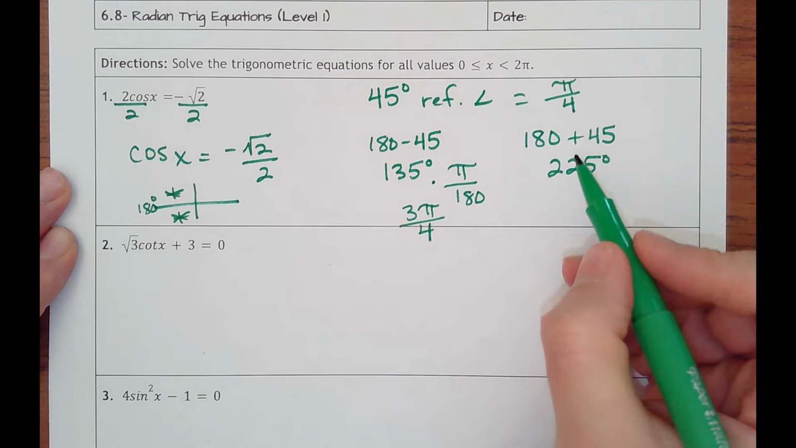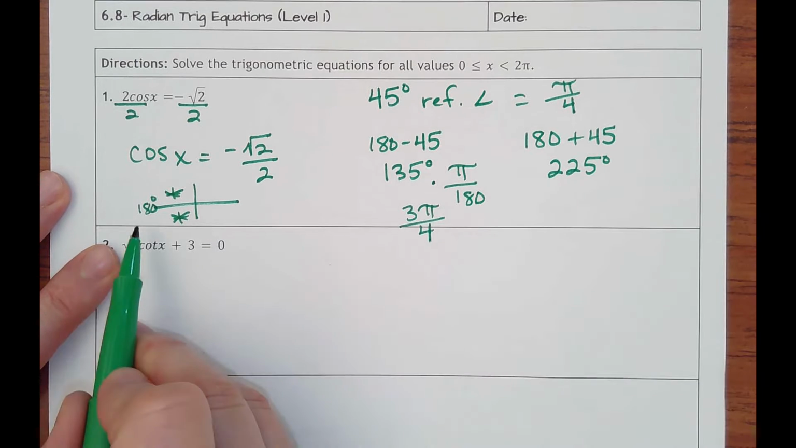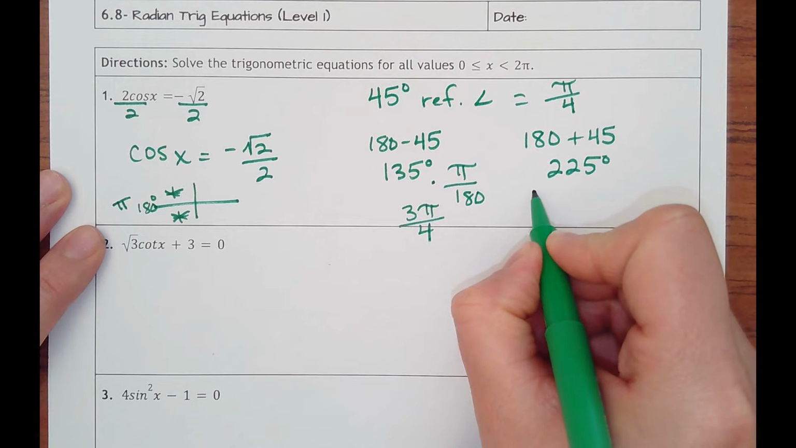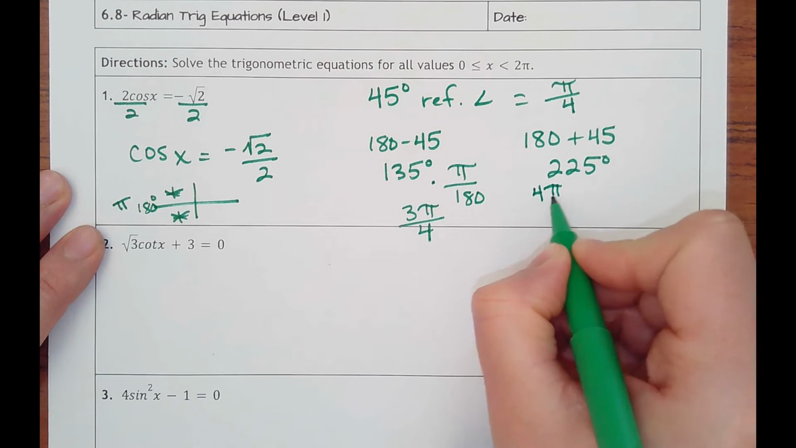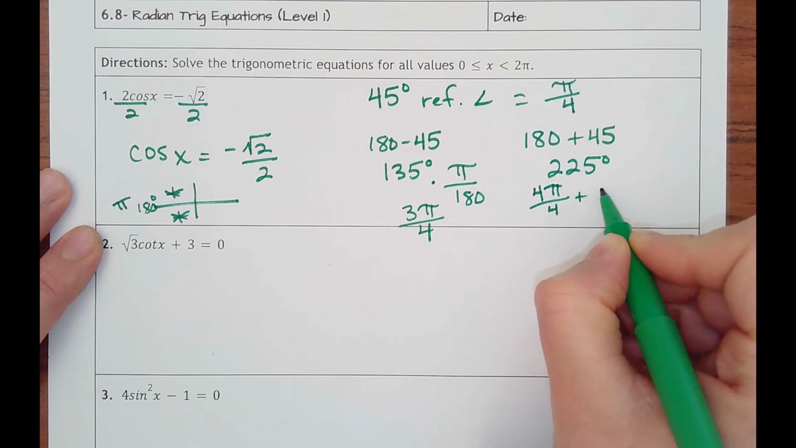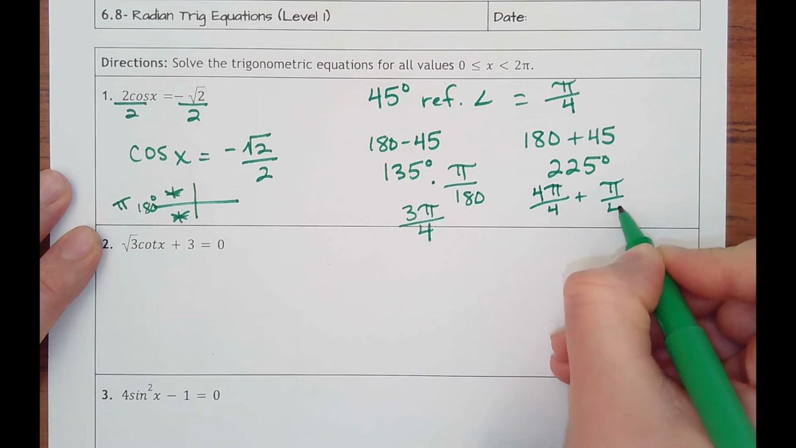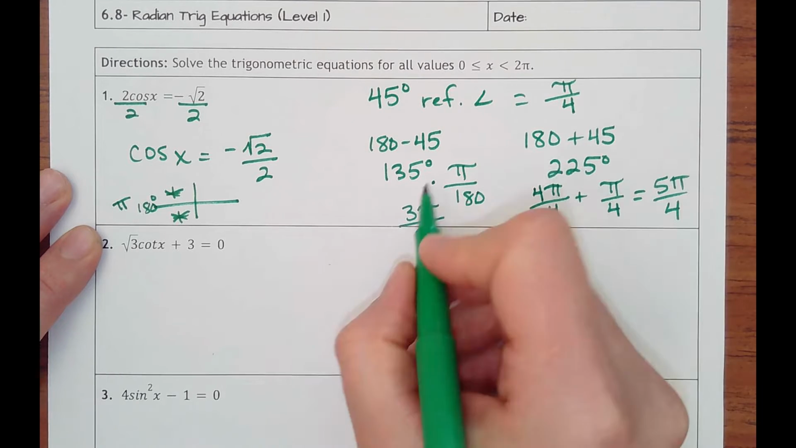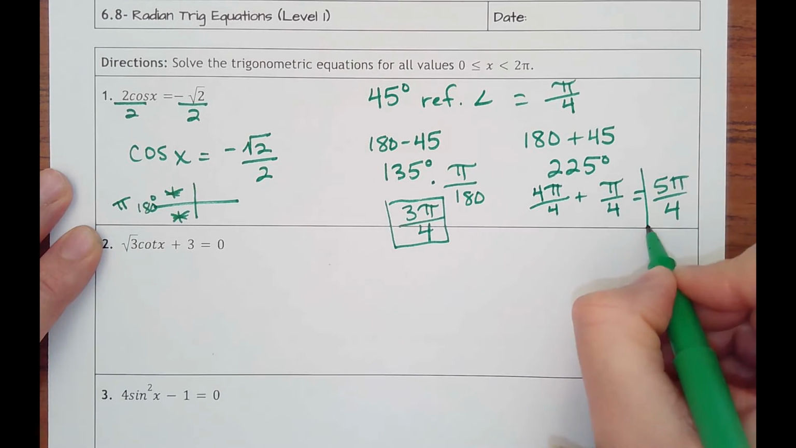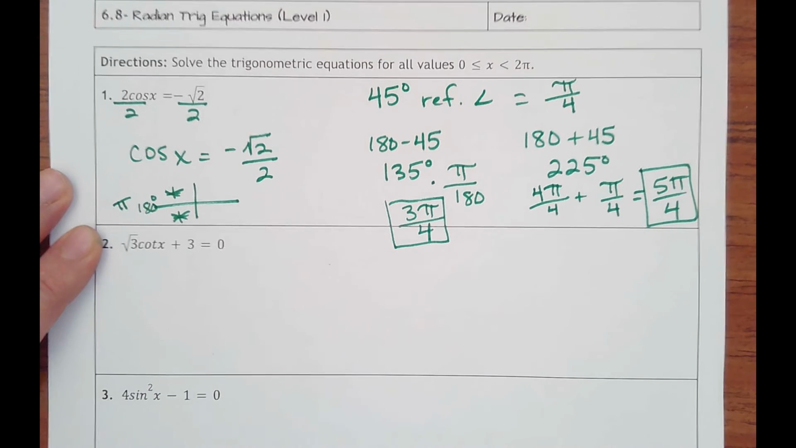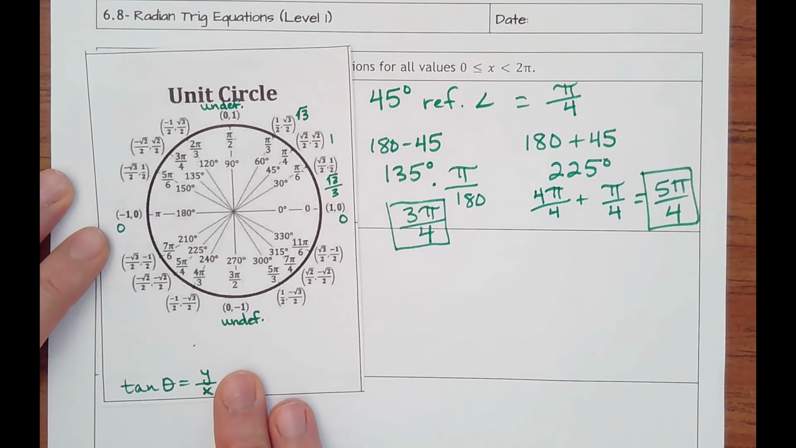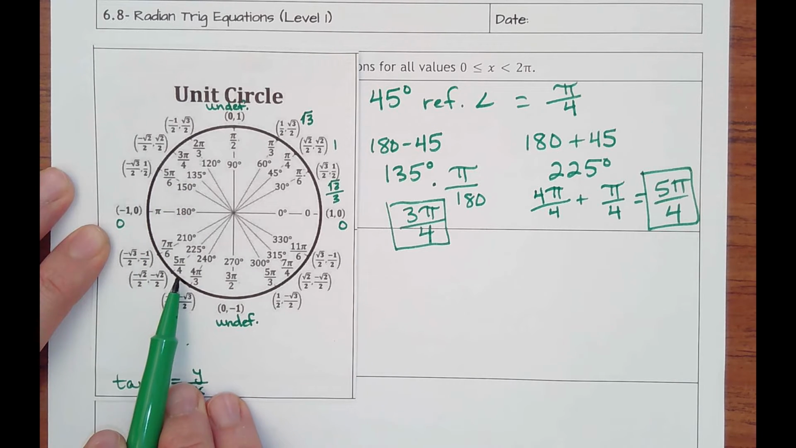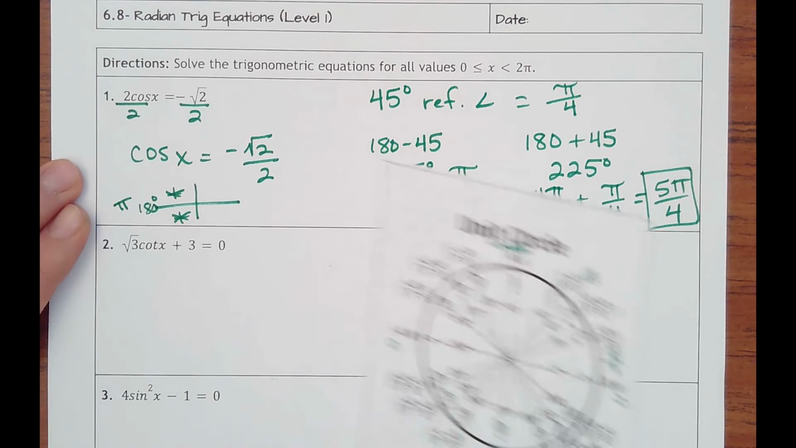And so 225, again, you can change it, or you can think if this is a pi, you're having a pi or 4 pi over 4 plus another pi over 4, which would be 1 plus 4 is 5 pi over 4. And of course on this one too, you could look at your unit circle and figure that out. There's our 3 pi over 4 and there's our 5 pi over 4. Both have x values that are negative.